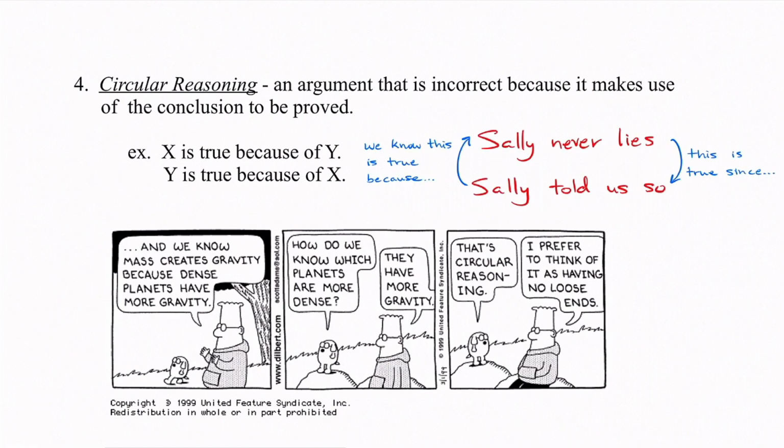Another example of this would be this right here. So Sally never lies. This is true since Sally told us so, and Sally told us so. We know this is true because Sally never lies. So it kind of keeps going around and around and around, and you want to avoid that kind of circular reasoning.